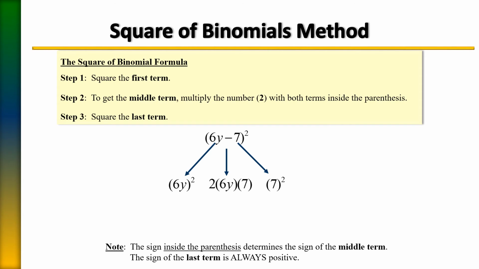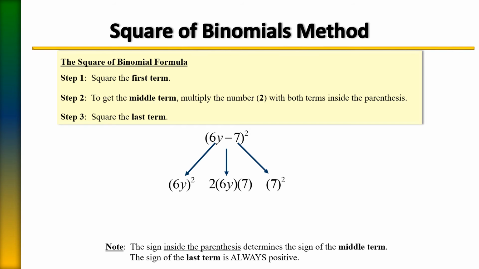By the way, when you're using the square of binomial method, your last term will always be positive, always. If you ever want to know the sign of the last term, it's always positive. Whatever the sign is inside the parentheses, that is the sign that determines the middle term's sign. So we know a negative is going to go here, and for the last term it's going to be positive. Now let's forget about the signs for a moment and let's get our numbers in.